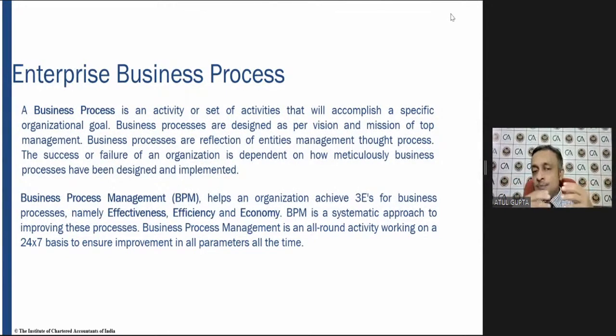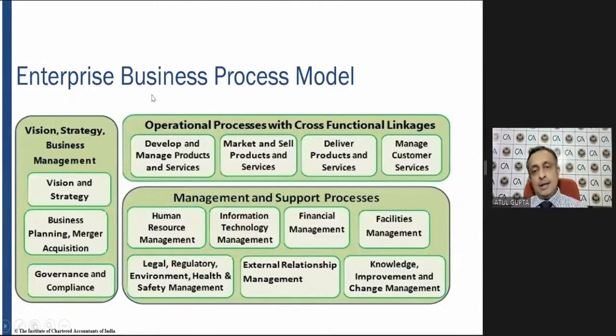It's very, very important. Business process, enterprise business process. So what is business process? The whole set of activities. How? What is the importance? They need to be meticulously planned, executed. What is the purpose? Purpose is to improve the efficiency, effectiveness, and economy of the business. This is very, very important. So, vision, operational process, management, support processes.